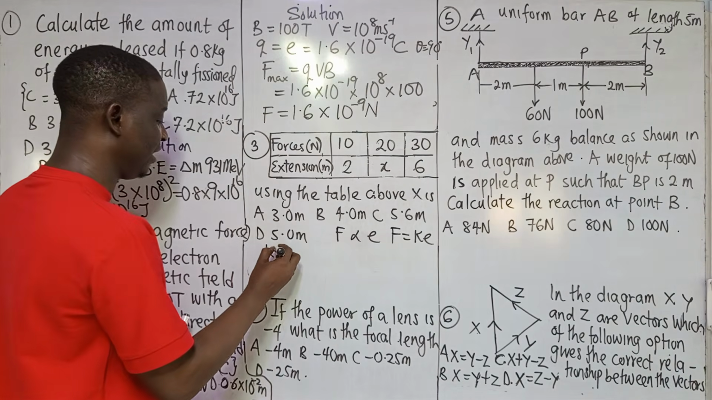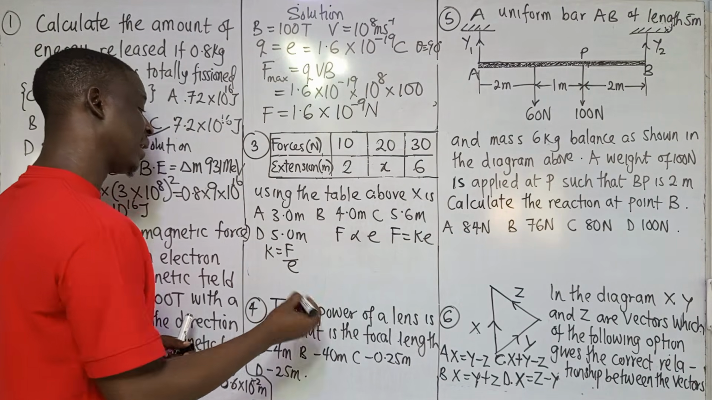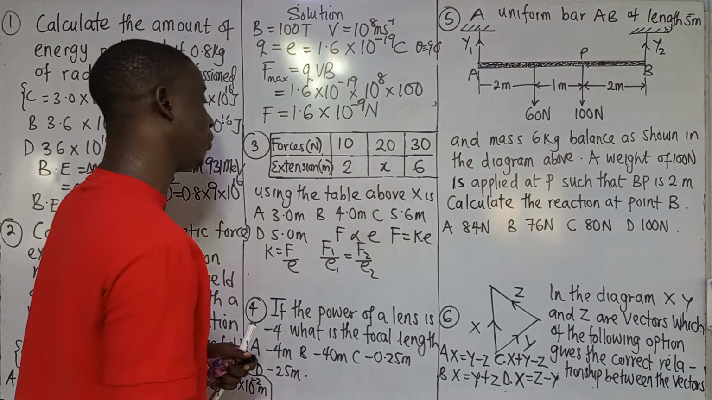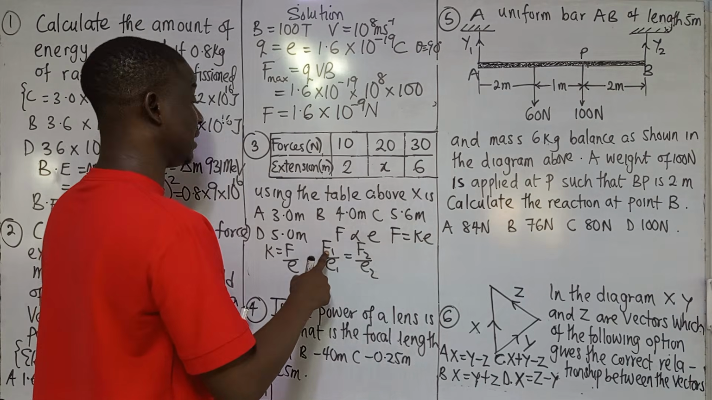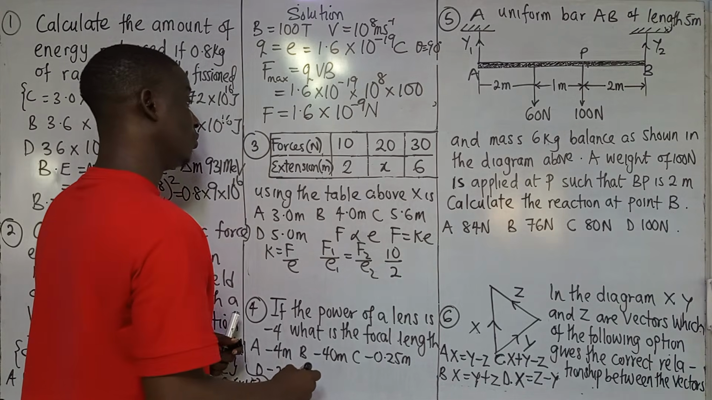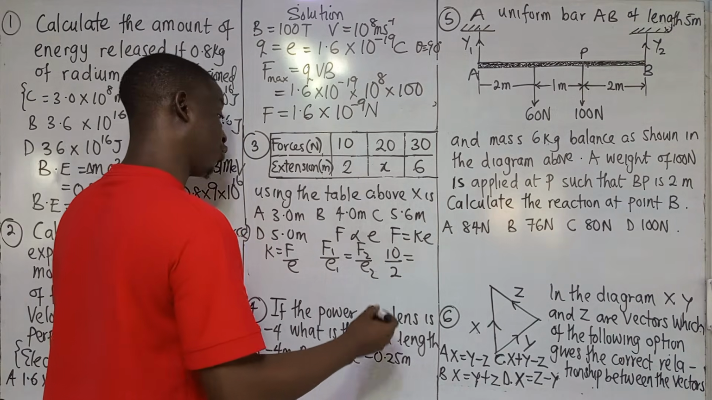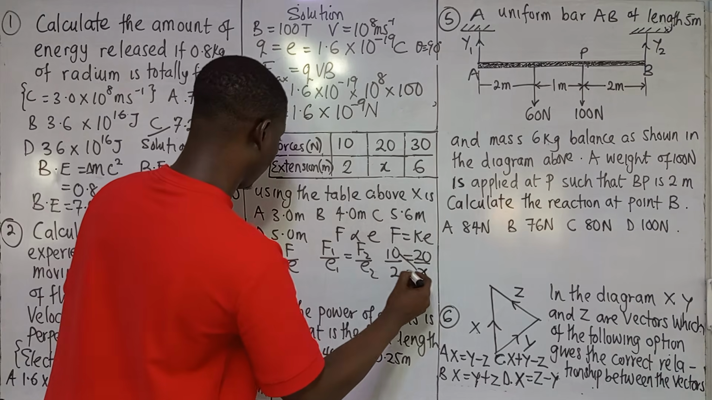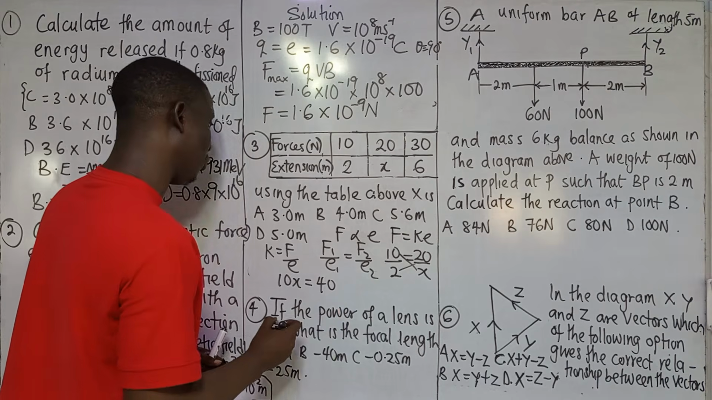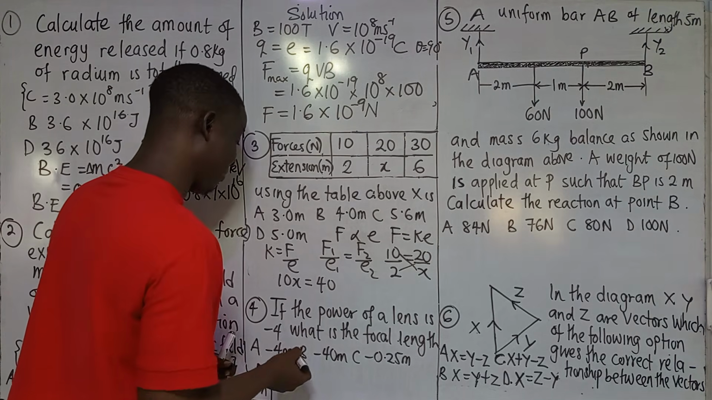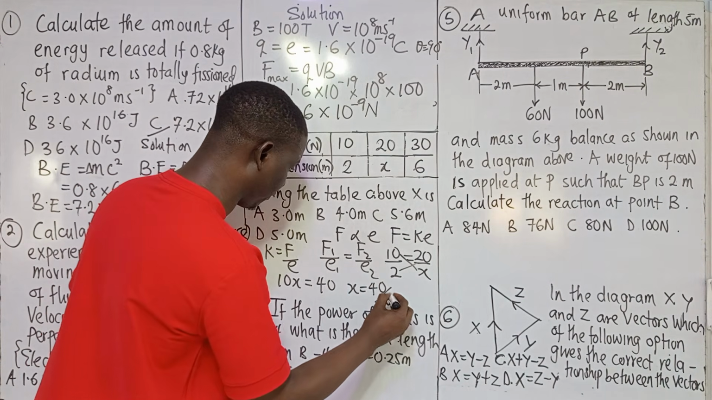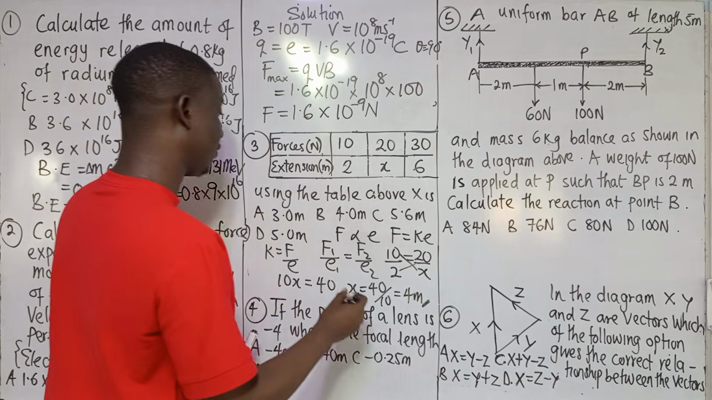So K is equal to F over E. We can use the formula F1 over E1 equal to F2 over E2 to solve our problem. Let's use 10 as our F1 over E1, which is 2. F2 is 20 over E2, which is x. Cross multiply: 10x is equal to 40. Divide both sides by 10, the coefficient of x. So x becomes 40 divided by 10, which is 4 meter. So the answer is 4 meter.